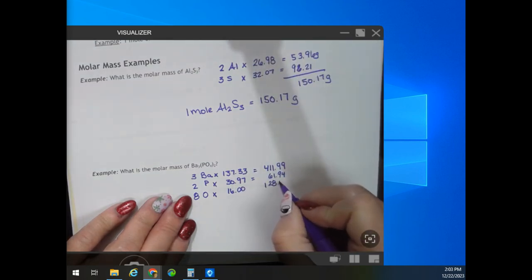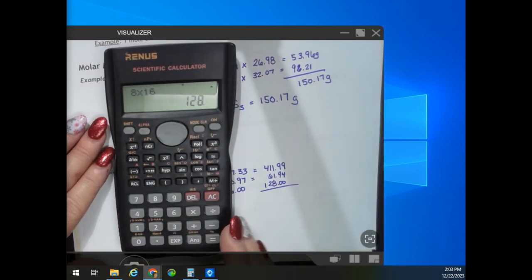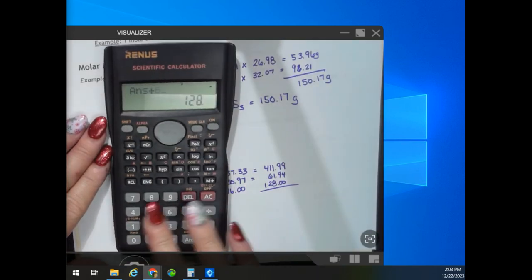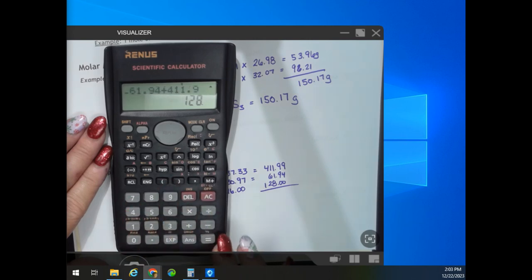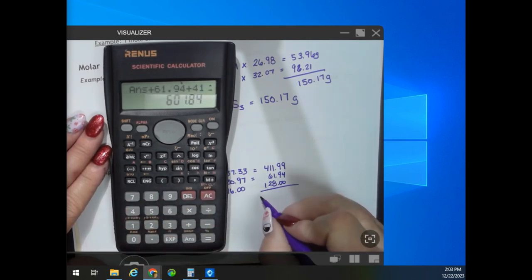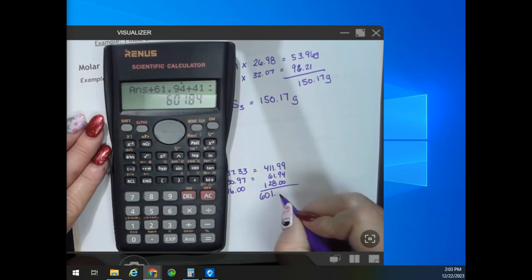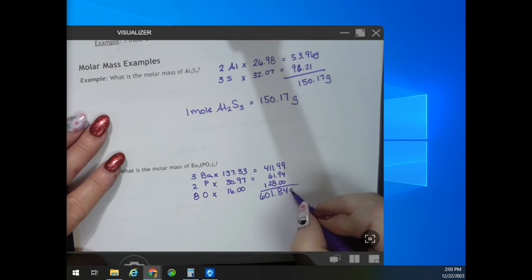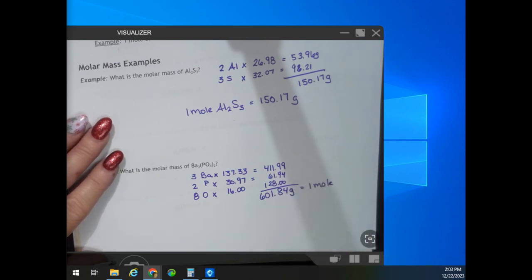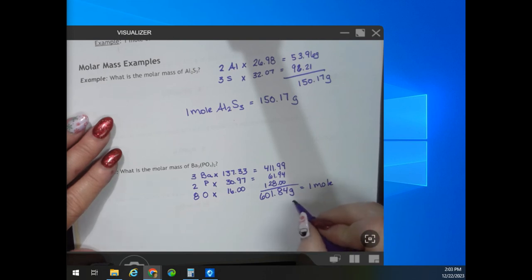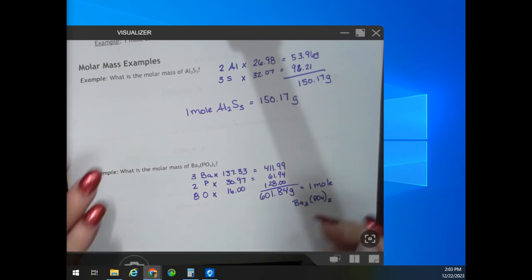Now, if we add those 3 together, that's 61.94 plus 411.99 plus 128, and I get a molar mass of 601.84 grams, equal to 1 mole of barium phosphate. All right.